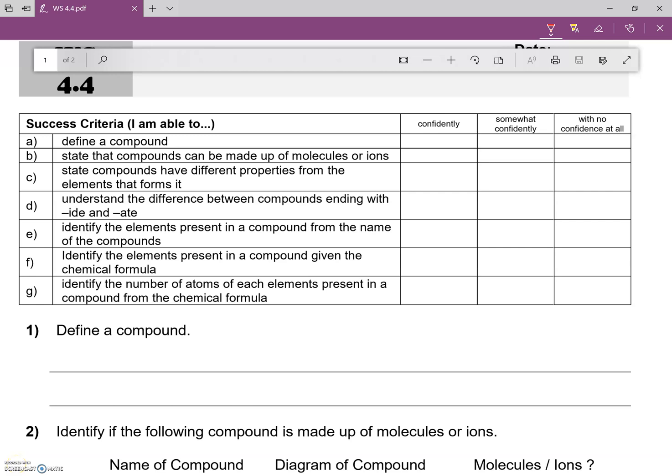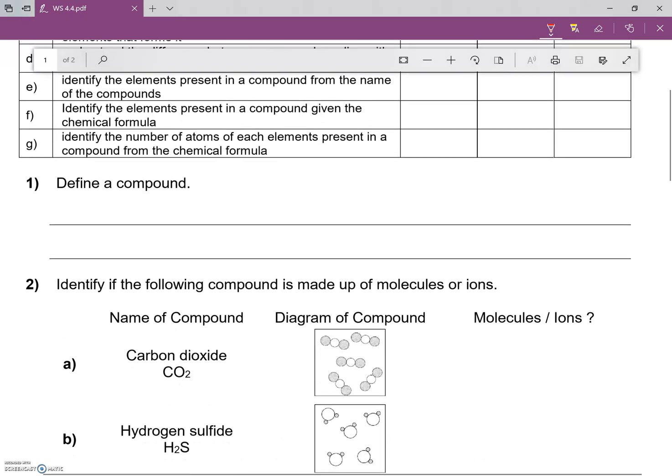Okay, for worksheet 4.4, this is getting a bit more complicated, so I'll take a bit of time to just go through the answers. Question one is a relatively easy question. It's actually just copying the definition on page 56. So what exactly is a compound?